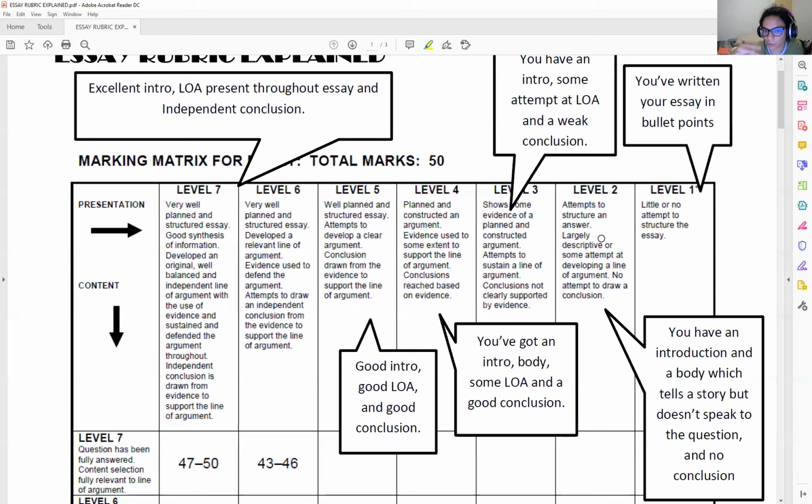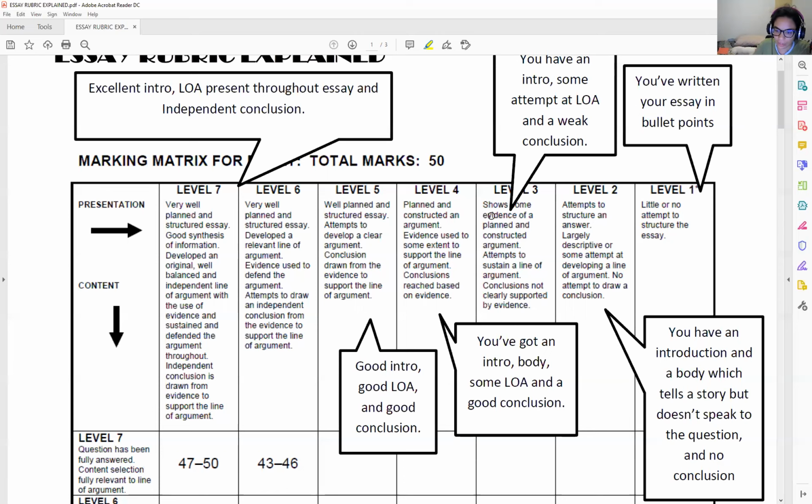So remember, even if you're running out of time and you're not able to finish, always write an introduction, always write a conclusion, and remember your paragraphs, because that presentation mark can bump you from one block to another. And you'll see what I mean when I go down to the blocks a little bit later.